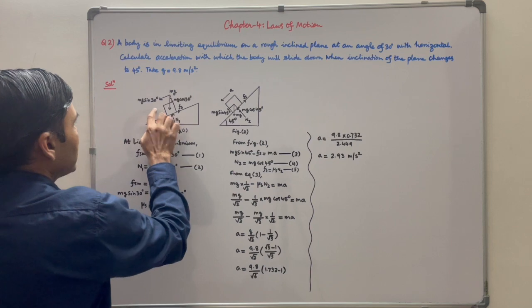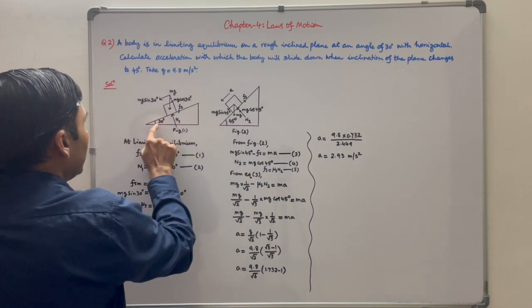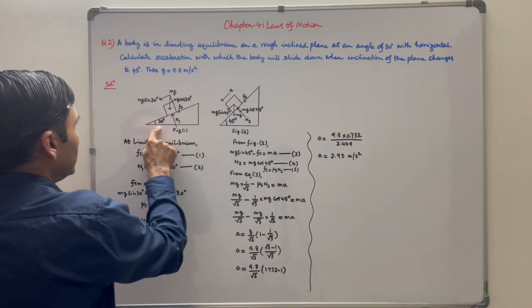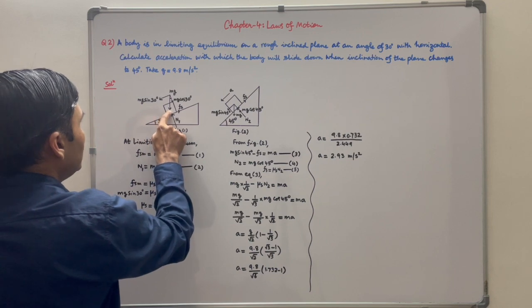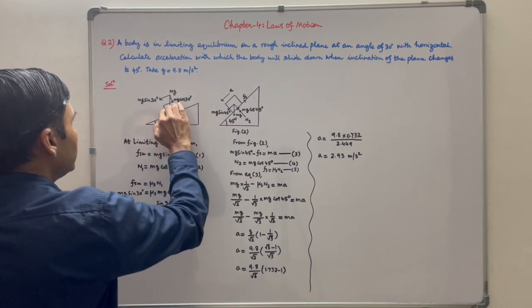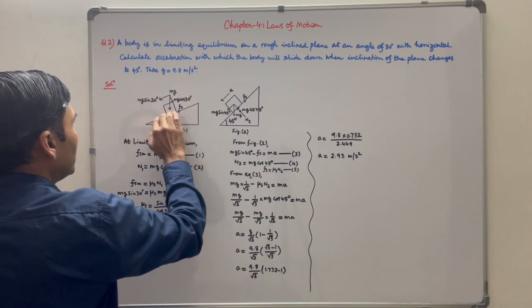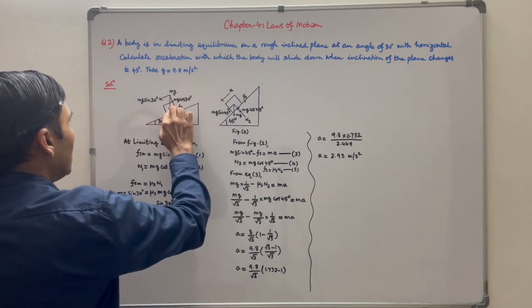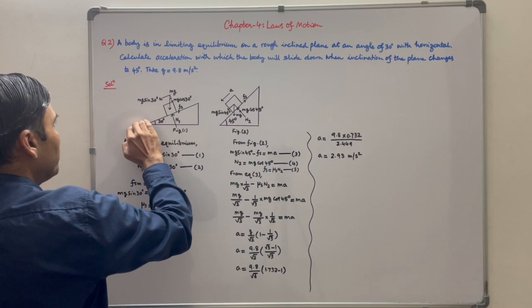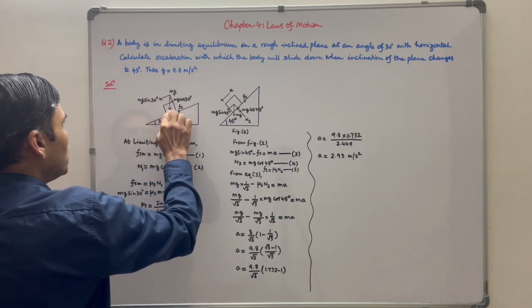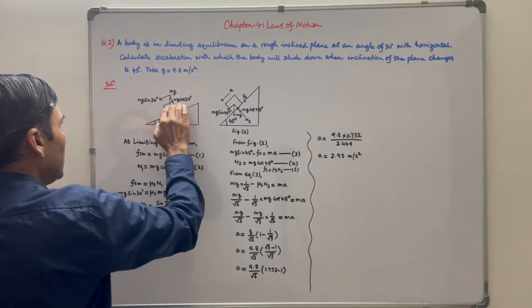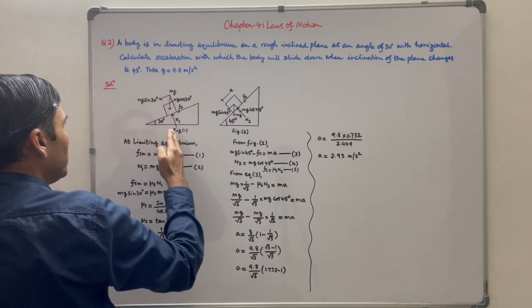Suppose a block is kept on inclined plane. Angle of inclination is 30 degrees. This block is in limiting equilibrium. That means it is about to slide. Static friction force on it will work up the plane, opposing block's tendency to slide down. We will equate various forces working on this block along the plane and perpendicular to the plane.